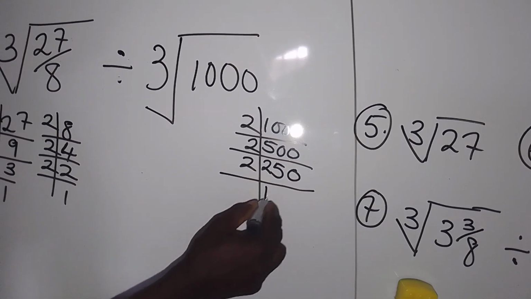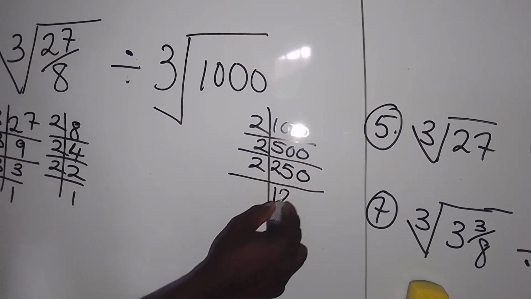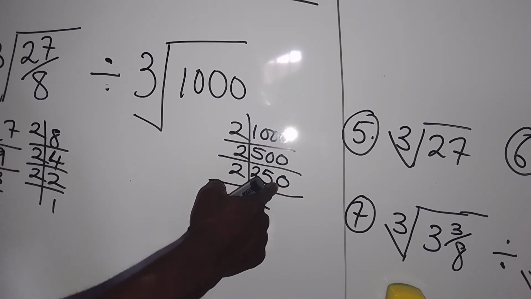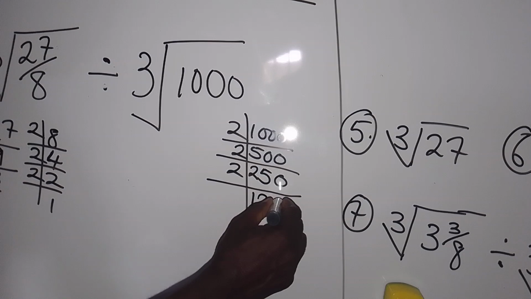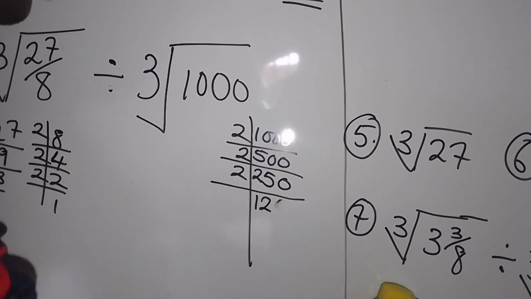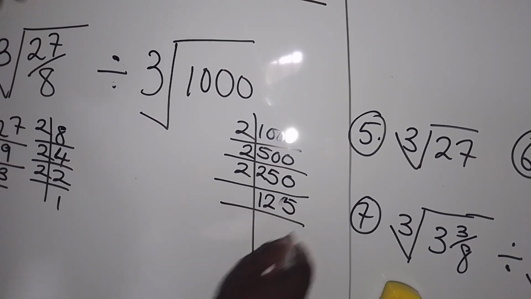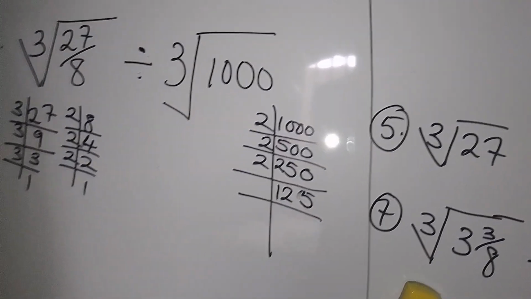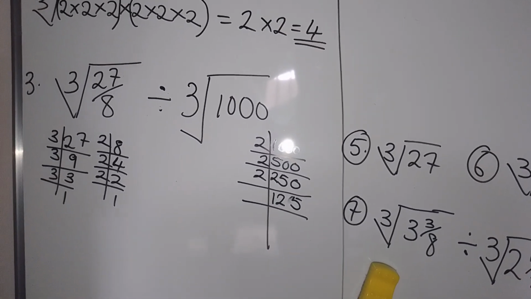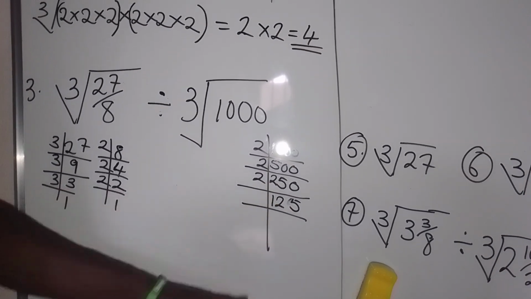2 into 2 is 1. 2 into 5 is 2, remainder 1. Place the remainder 1 behind this 0, it becomes 10. 2 into 10 is 5. Let me write my 5 very well. So this is 5. Obviously 2 cannot go into 125 because the last digit is 5. 2 cannot divide it. So let's check whether 3 can divide 125.